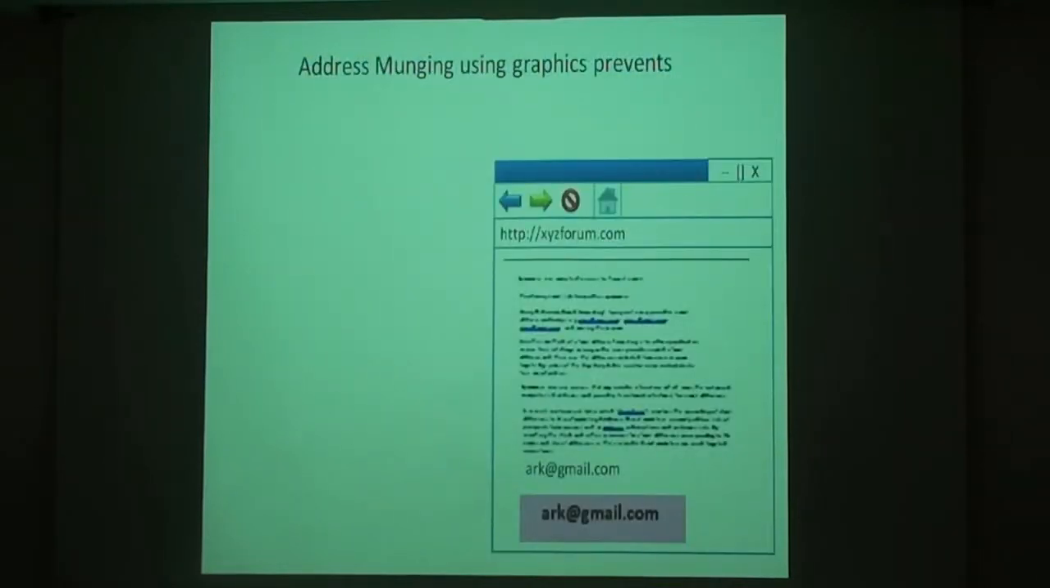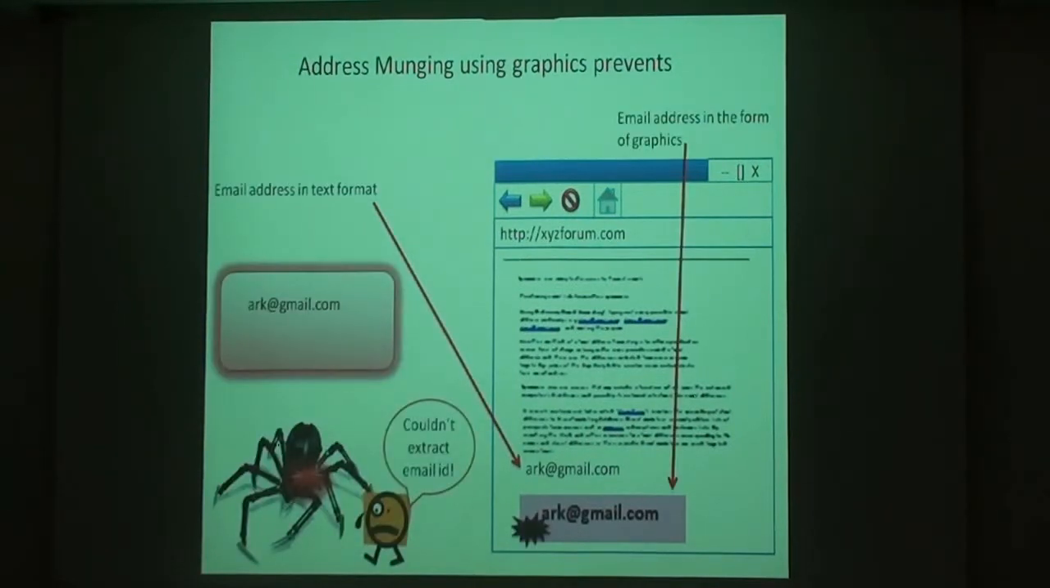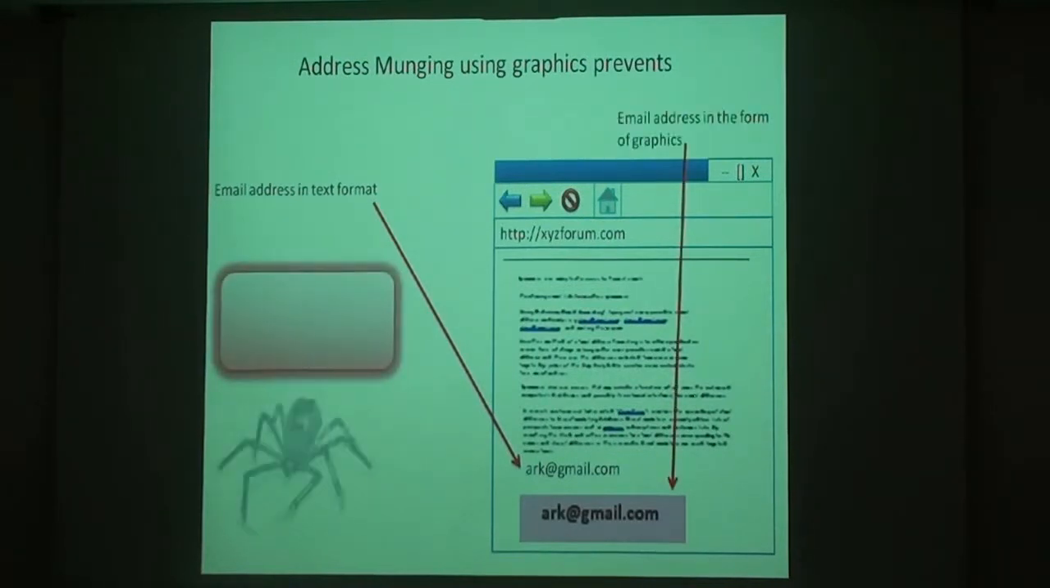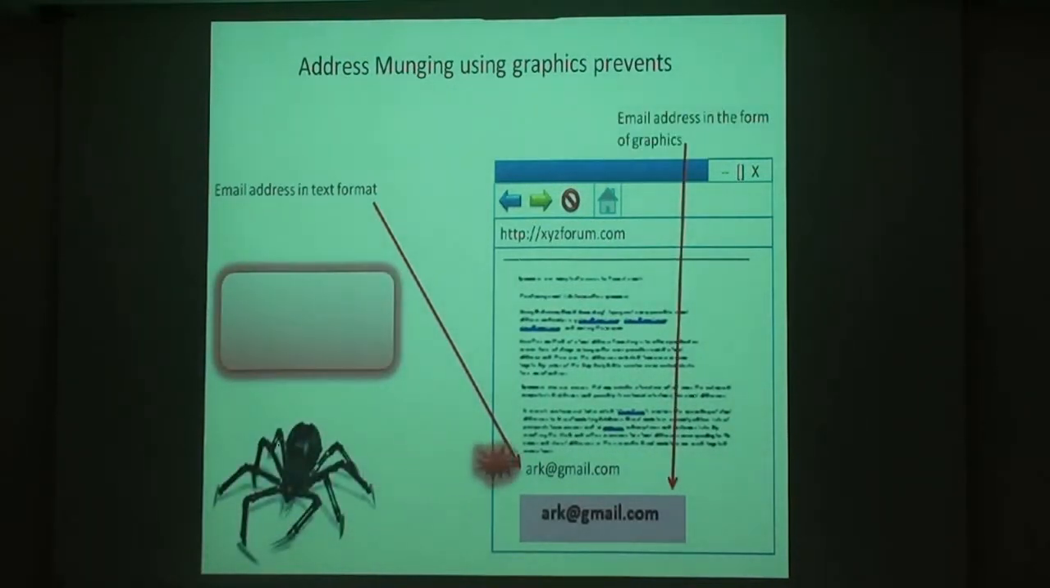So what happens is when we have a web page that has the email addresses in text format and one in image format, and the attacker sends his harvesting bots, the harvesting bot cannot process the email address that is there in the image format. What it can do is process the email address that is present in the text format. So this discourages the harvesting bots from actually gathering email addresses.